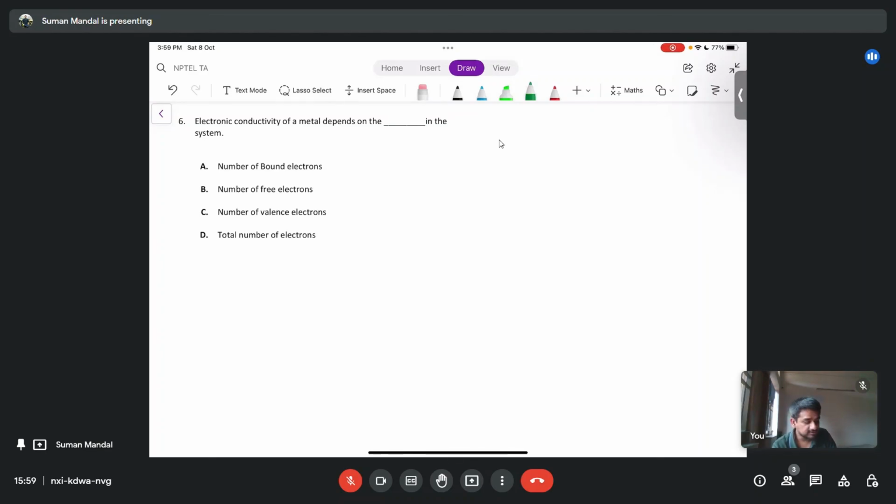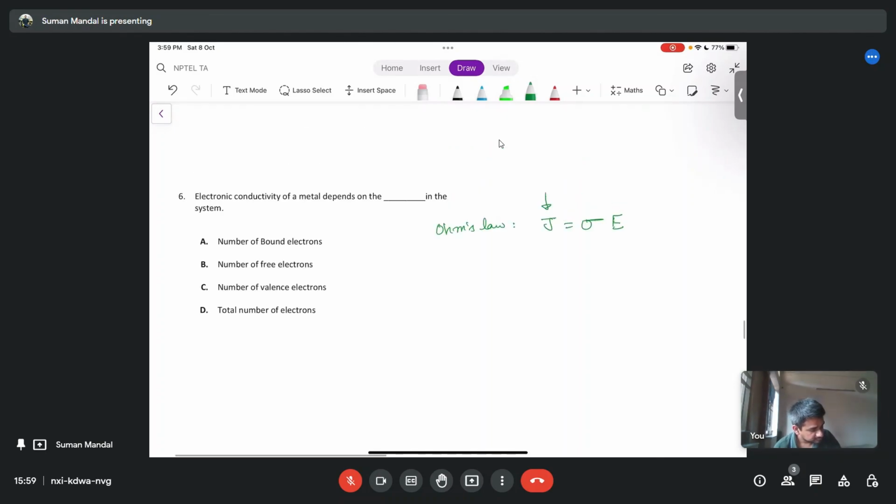So first of all, we start from Ohm's law. What is Ohm's law? The current density is proportional to the applied electric field, and there's a constant of proportionality which is called the electronic conductivity.